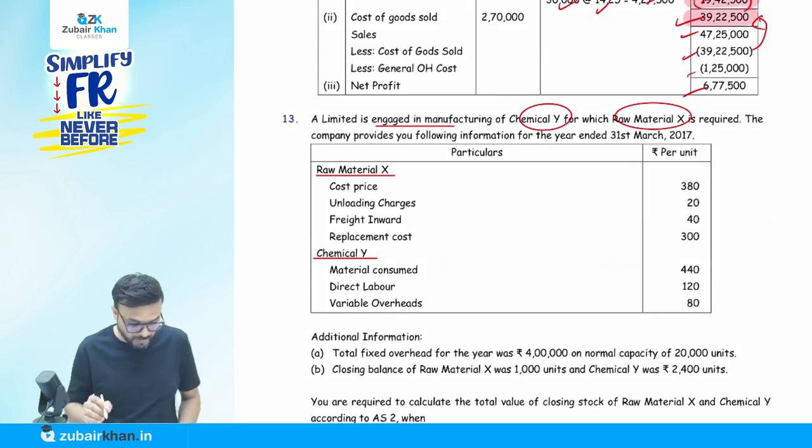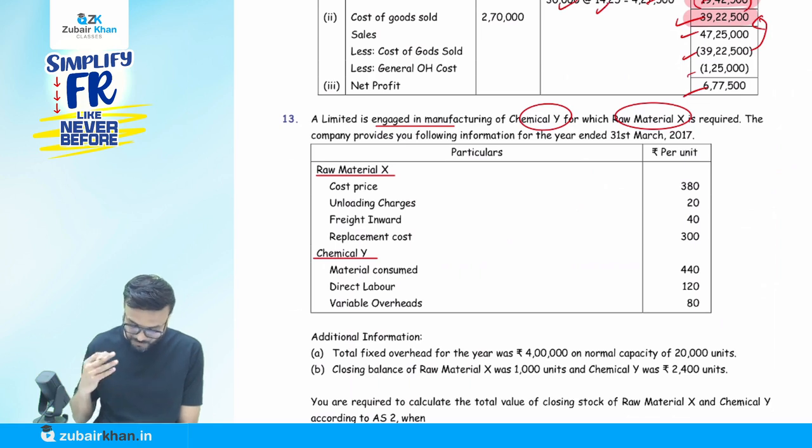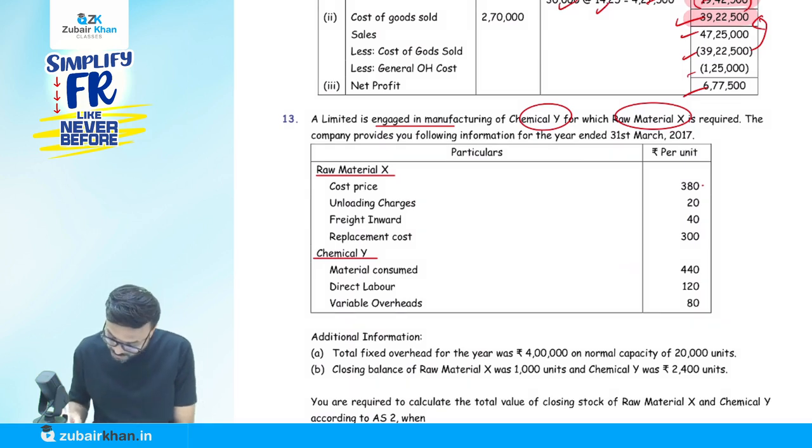Very simple. How is the valuation? Cost or NRV, whichever is lower. Okay, just listen to me carefully. So what is the cost? The cost price is 380, unloading charge is 20, freight inward 40. Replacement cost is NRV. So for the raw material, how much is the cost? If you do the total, 380 plus 20 plus 40, that will come to 440. Replacement cost is NRV. How much is the NRV of raw material coming?